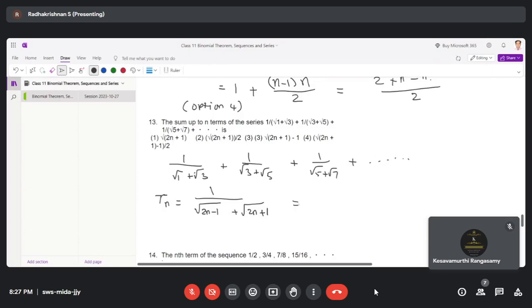Okay, so now you can rationalize the denominator. That means you multiply by square root of 2n minus 1 minus square root of 2n plus 1, both numerator and denominator. You would have been taught about this, right? Rationalizing the denominator. If it is of the form root a plus root b, you multiply it by root a minus root b, both numerator and denominator, and the denominator will get rationalized.